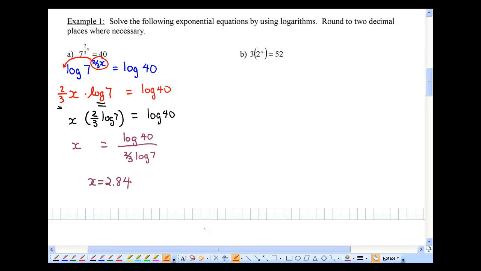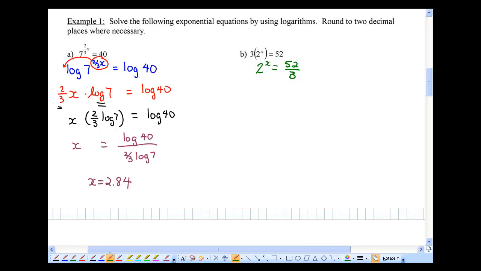Alright, so let's try part B. Part B is a little bit different because there's a number in front of that exponent. But remember, when you're solving equations, you want to isolate x. And I think what you want to do for the first step in part B is try to isolate the exponent. So the first step is to divide both sides by 3. So 2 to the power x is the same thing as 52 divided by 3.